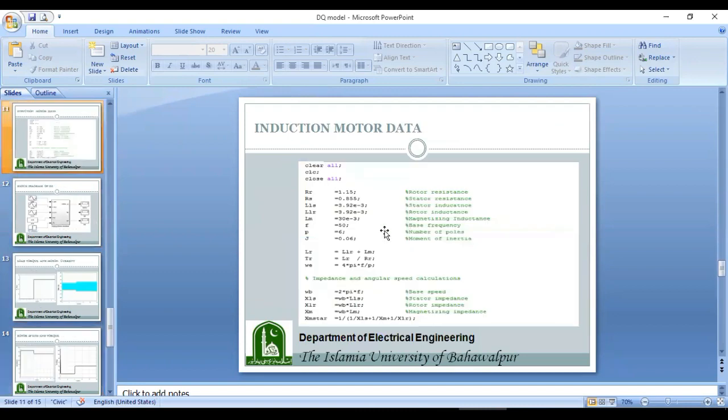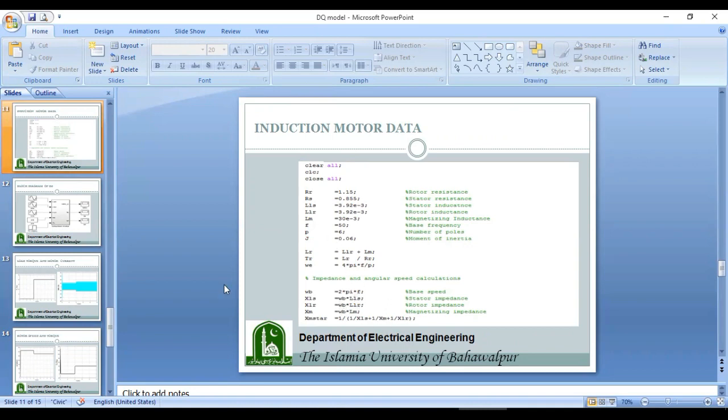So this is the data which I have used in simulating the induction motor, and this is the rotor resistance which is assumed as 1.15. Similarly, stator resistance, self-inductance of the stator, self-inductance of the rotor, mutual inductance between the stator and the rotor, frequency, number of poles, moment of inertia, and rotor inductance. This is the rated torque, and this is the synchronous speed. This is the base frequency. These are the reactances, which will be calculated by multiplying omega with the inductances.